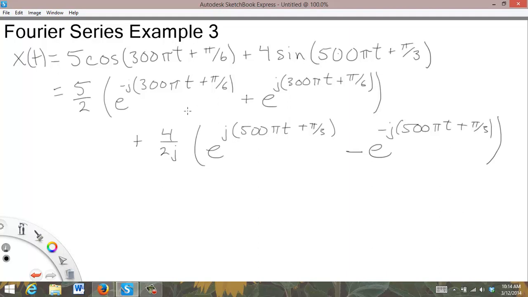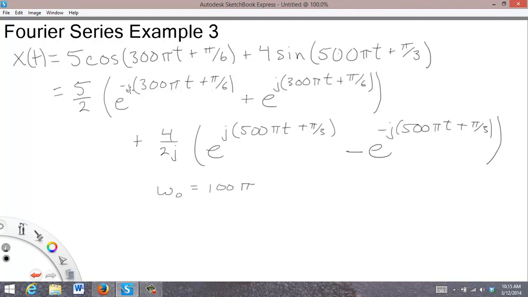Now I'm going to go back and look at this a little more carefully. Alright, so I have 4 terms here. Those are the only non-zero terms that are going to be in my Fourier series representation. I have a negative 300 pi, a positive 300 pi, a positive 500 pi, and a negative 500 pi. These are all integer multiples of some omega naught. And again, 3 and 5 are relatively prime. The greatest frequency that's common to all 4 of them is omega naught equal to 100 pi.